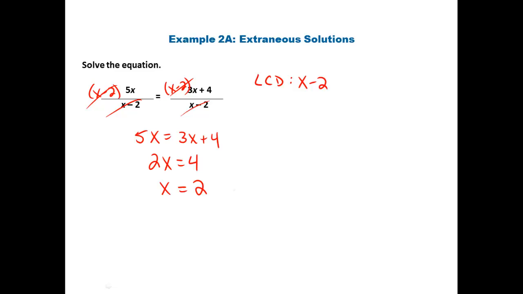Okay, so same thing that we've been doing. Let's go back and check our answer. But it looks like if we plug in 2 to the denominator, it's going to give us 0. So we cannot have that. So no solution.